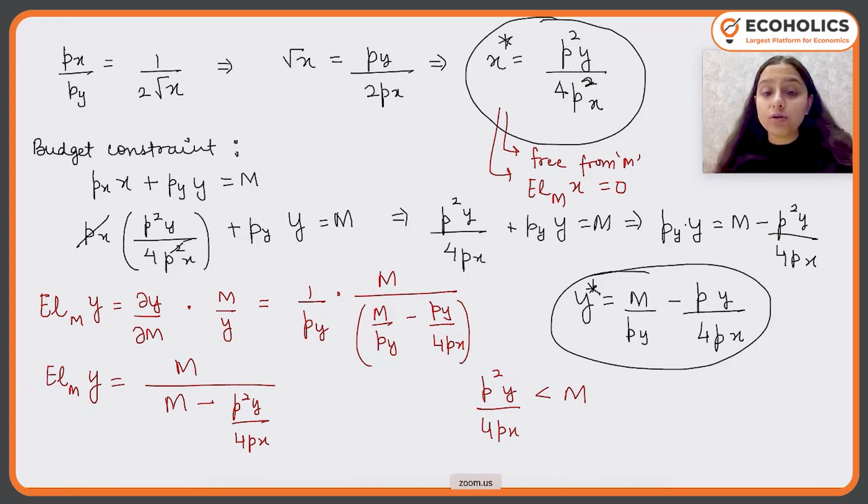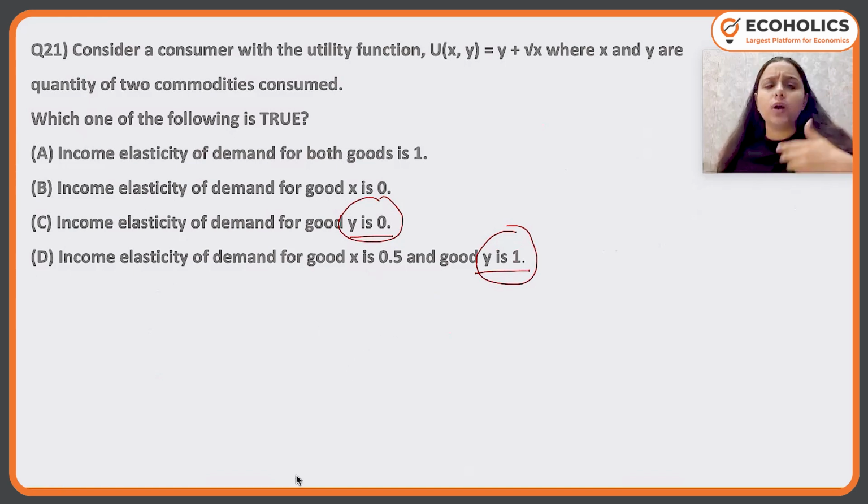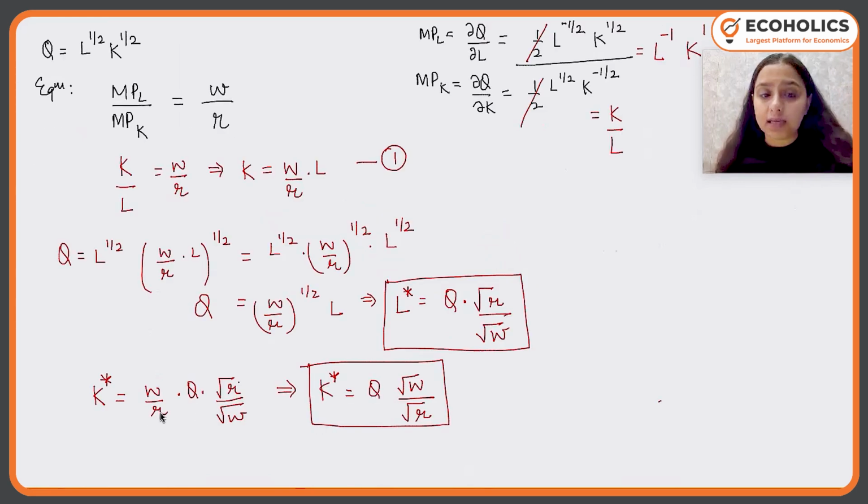If you go back to your question, the question reads, for Y I'm saying, because for X I know the income elasticity is 0, but for Y it was 0 or it was 1. So I have to choose one of them. Now, let's say you are confused and not sure about what the elasticity of Y is over here as well.